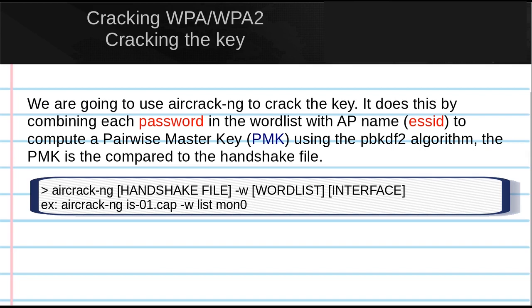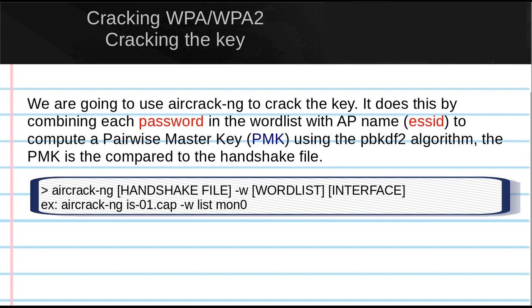So it's not like just combining the password and the ESSID. It's encrypting them in a certain way, and then it's going to compare the PMK to the handshake. If the PMK was valid, then the password that was used is the password for the target access point. If it wasn't valid, then Aircrack-ng is just going to try the next password.